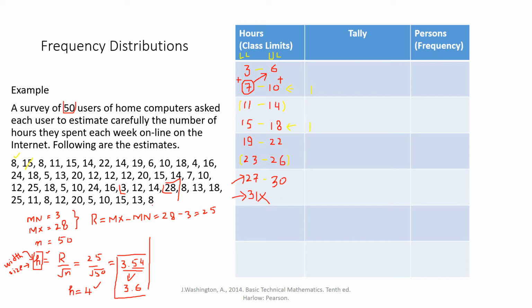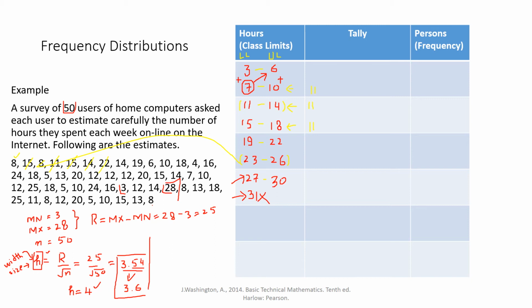Another is again 8, so 8 falls in the same group. The next one is 11. 11 is here if you see, so I write one bar for it. Then again 15, 15 is here, so another bar for it. And then 14. Where is 14? 14 is there.